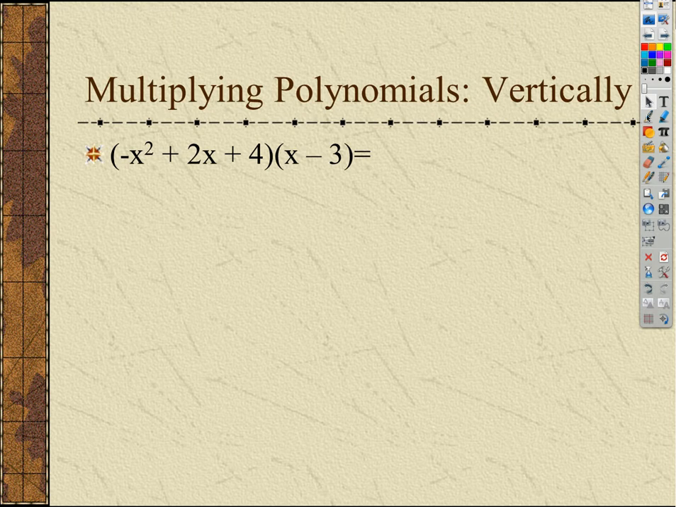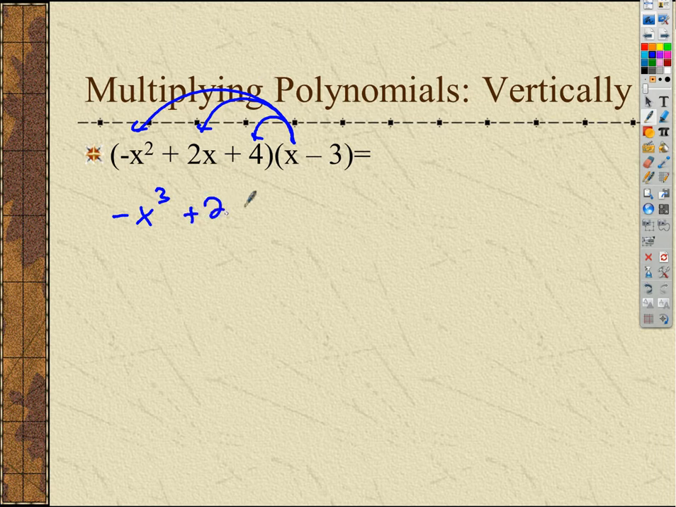So for example here, let's go through this. What if I distribute the x? X times negative x squared is negative x cubed. Now we're going to combine this idea with adding vertically, so I want to make sure that I leave a column for every power of x as we go. X times 2x, 2x squared. So the next column would be the x squared term, so I'll just put it next. X times 4, and then the next column is the x column.